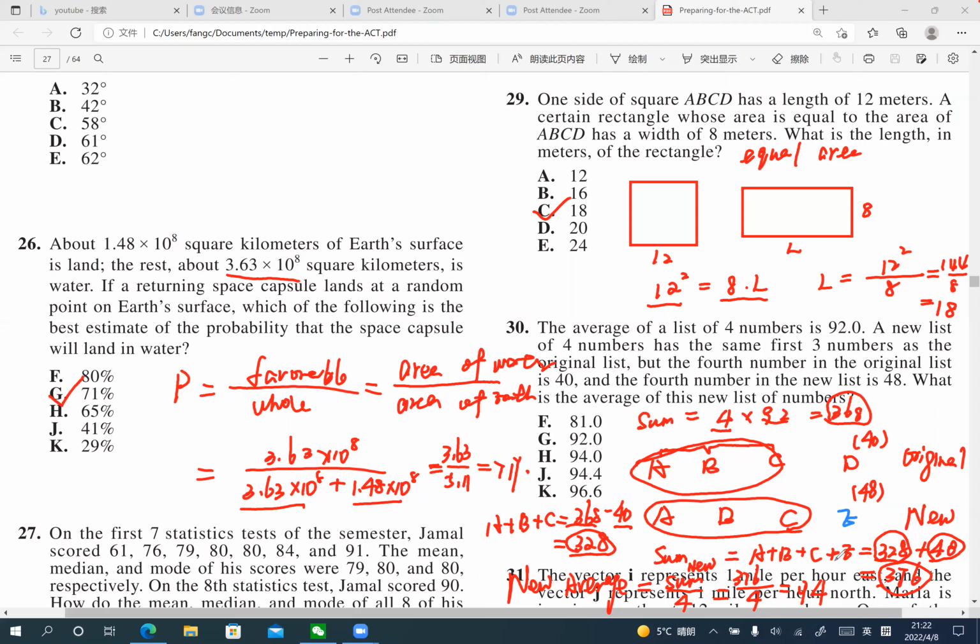The question is, what is the average of the new list of numbers? So the new average should be equal to the sum divided by 4. And the sum of the new list is 376 divided by 4, which is 94. We should choose option H.